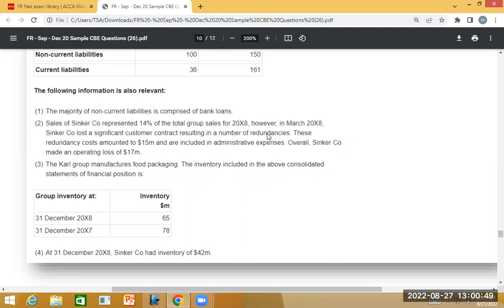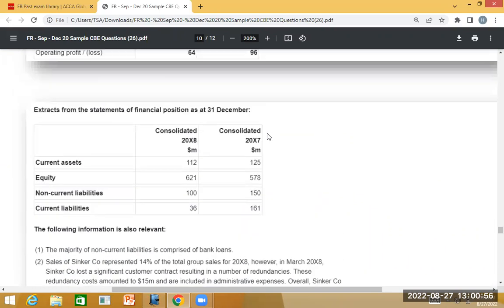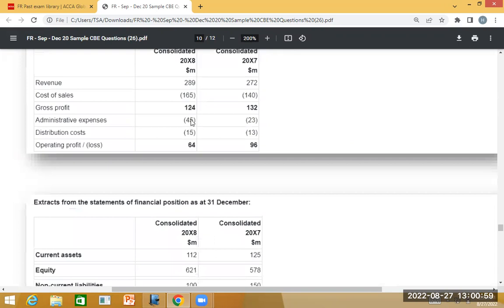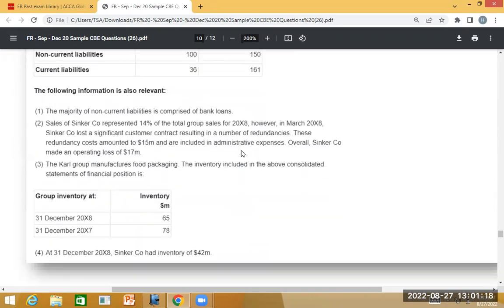These redundancy costs amounted to 15 million and are included in the administration expense. So this is the third culprit why administration expense is higher, almost double as compared to the previous year. So one is this gain or loss on disposal. The second item is impairment loss. And the third item is redundancy cost, which is 15 million. Overall, the Sinker made a loss of 17 million.